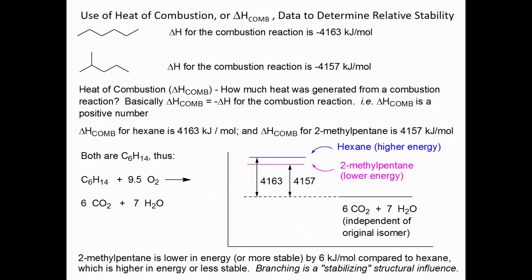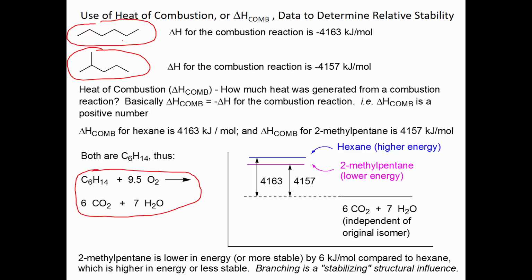how we can use heat of combustion to determine relative energy of the system. Okay, so let's take two compounds that are isomeric. We're going to take N-hexane here and 2-methylpentane right here. Okay, because they're isomeric, they're both C6H14. Their balanced equation is the same. Regardless of what the structure of C6H14 is, it reacts with 9.5 oxygens to make 6 CO2s and 7 waters.